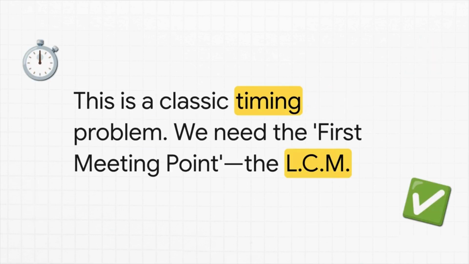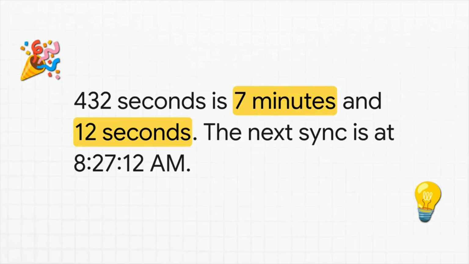We're looking for that first meeting point, that first rendezvous, and that tells us, without a shadow of a doubt, that LCM is the tool for the job. So we do the math. We find the LCM of 48, 72, and 108, and we get a single number, 432. What does that mean? It means that exactly 432 seconds after they all change together, they are destined to all change together again. And of course, 432 seconds, well, that's just 7 minutes and 12 seconds.